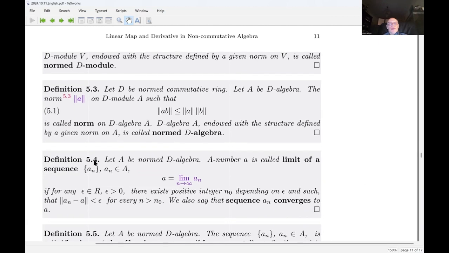Next definition. Let A be a normed algebra. An element a is called the limit of a sequence a_n if for any real epsilon greater than 0, there exists a positive integer n_0 depending on epsilon such that the norm of a_n minus a is less than epsilon for every n greater than n_0. We also say that the sequence a_n converges to a.